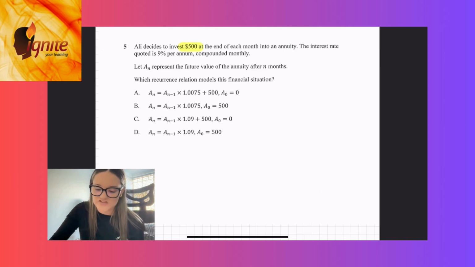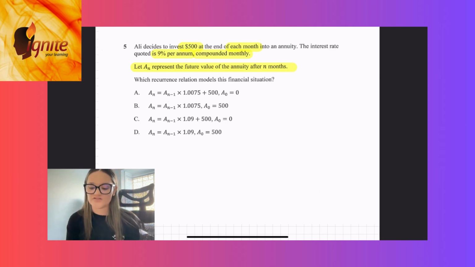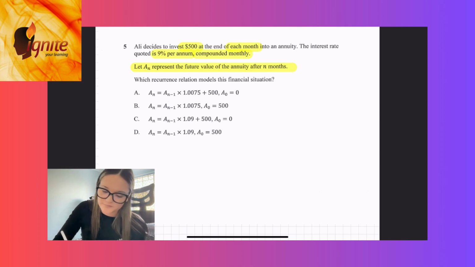So we have for question 5, Ali decides to invest $500 at the end of each month into an annuity. The interest rate is quoted at 9% per annum, compounding monthly. So we have, let A_n represent the future value of the annuity after n months, and we need to find the recurrence relation which models this financial situation.